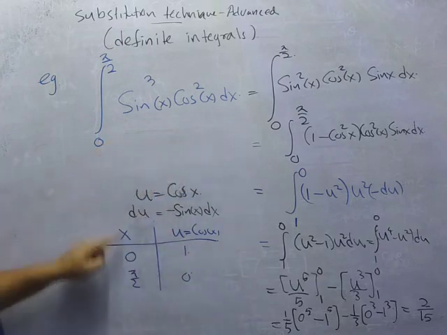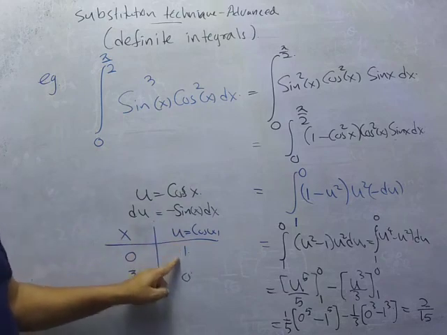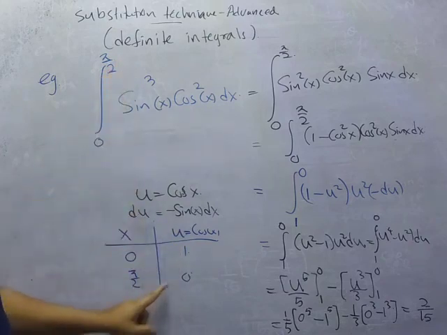So lower limit x equals 0, the lower limit is replaced by 1. Upper limit pi by 2 is replaced by 0.